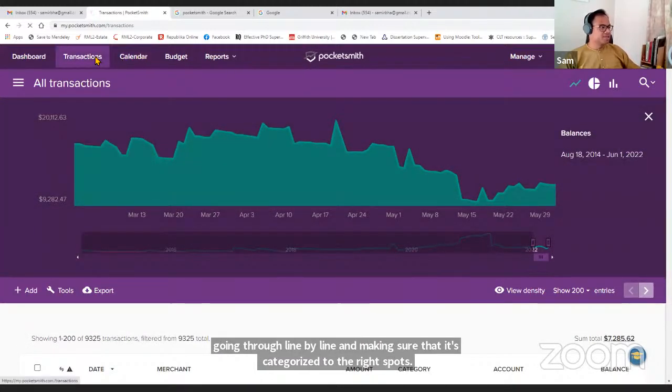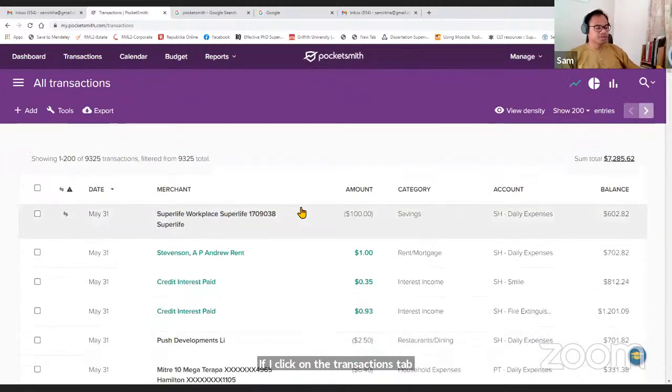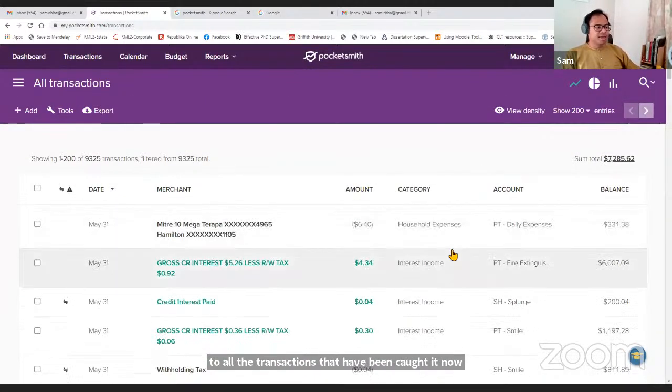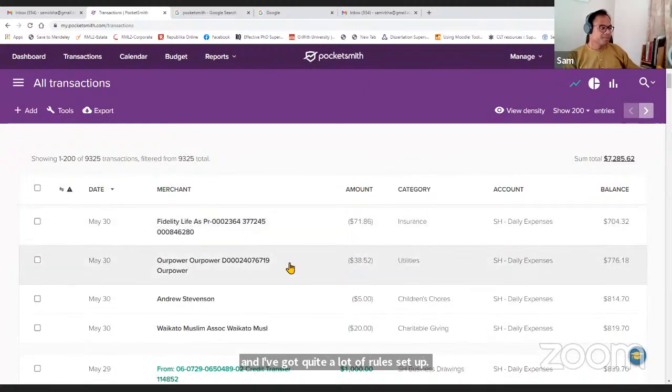If I click on the transactions tab alone, it brings me to all the transactions that have been coded. Now, quite a few of these have been automated because I've been using PocketSmith for the past 8 years and I've got quite a lot of rules set up. So PocketSmith kind of knows that, for example, if I'm spending on our power, that is utilities and bills. All right, our power is our power service provider.